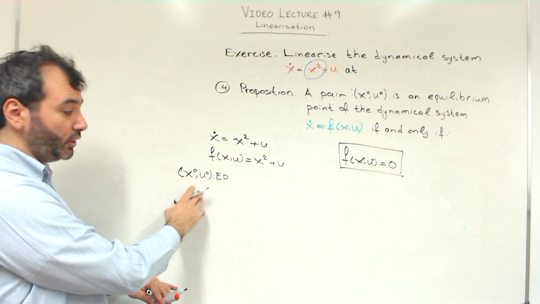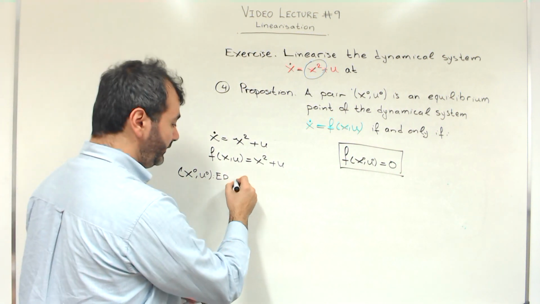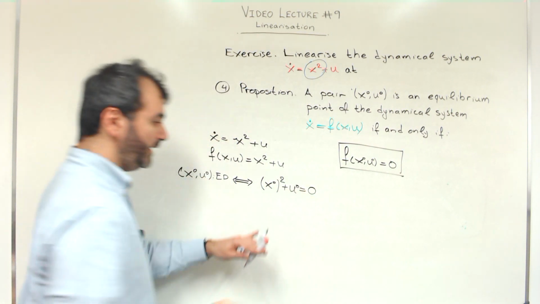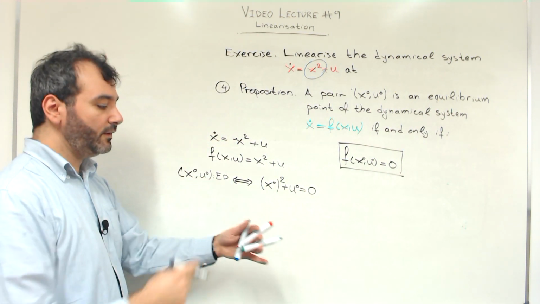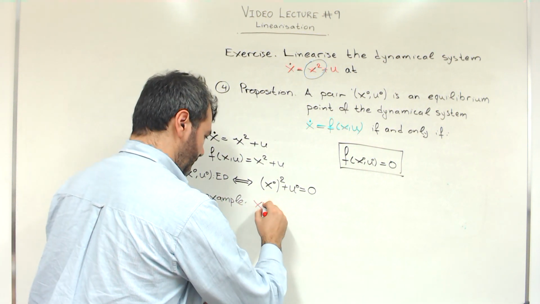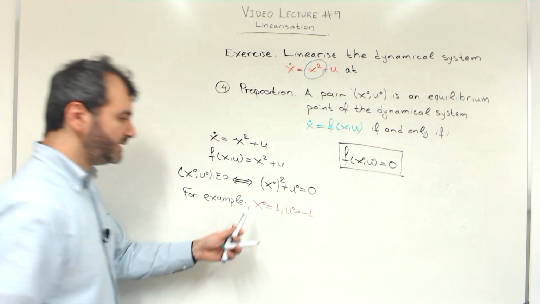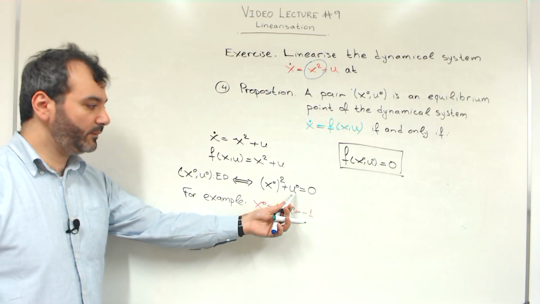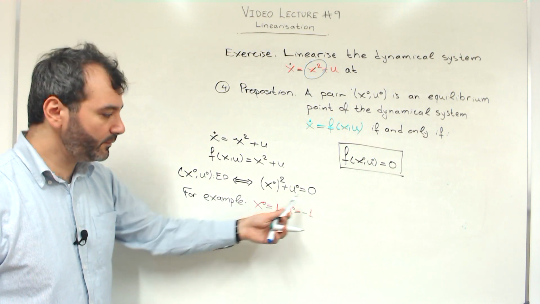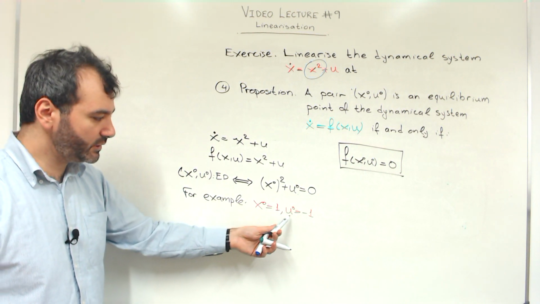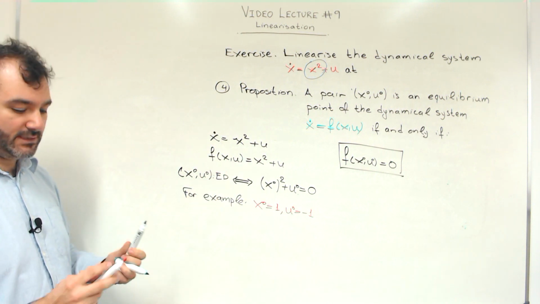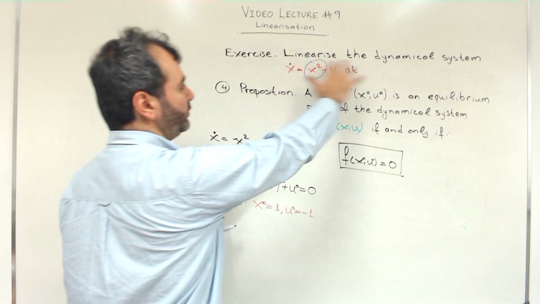So x naught, u naught is an equilibrium point if and only if this holds. For example, substitute here 1 and minus 1, and you will confirm that x0 equals 1, u0 equals minus 1 is indeed an equilibrium point of that system. So now let's write properly the exercise.